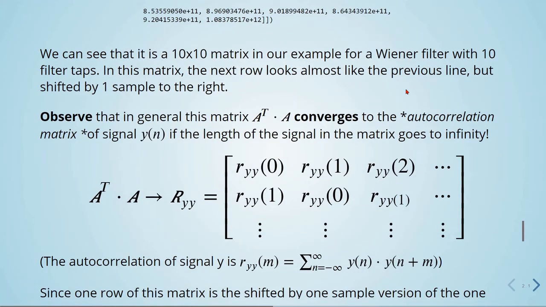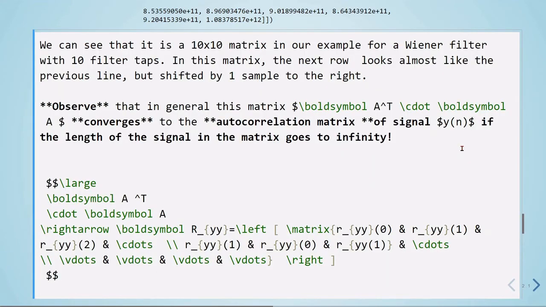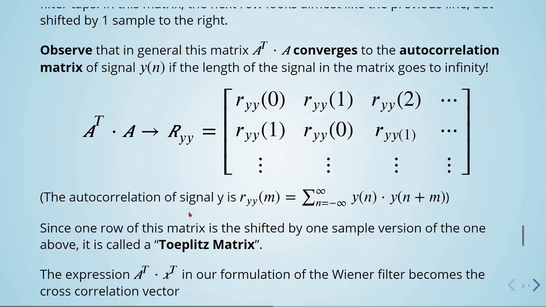Observe that in general, this matrix A transpose times A converges to the autocorrelation matrix of the signal y[n] if the length of the signal in the matrix goes to infinity. Here we have the autocorrelation of the signal, R_YY. Here was A transpose times A, and it converges to the autocorrelation matrix here.